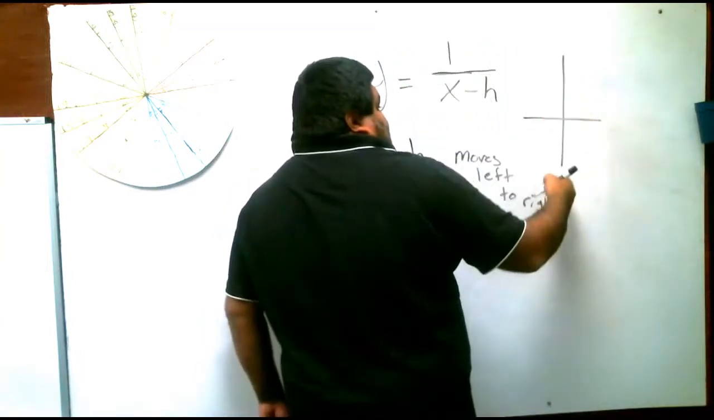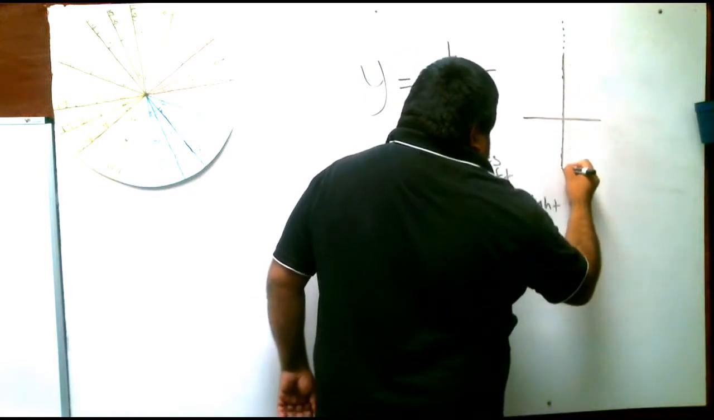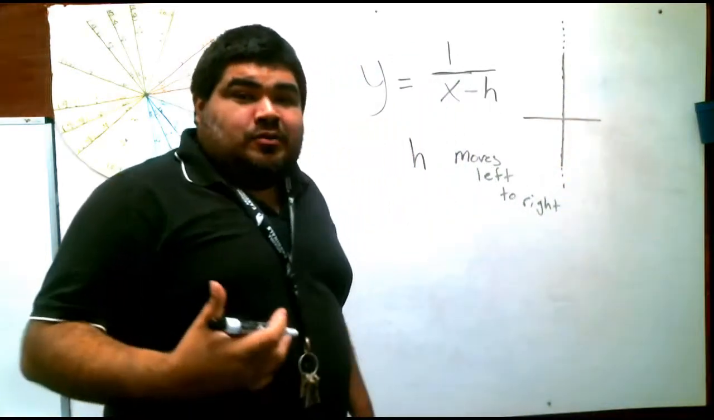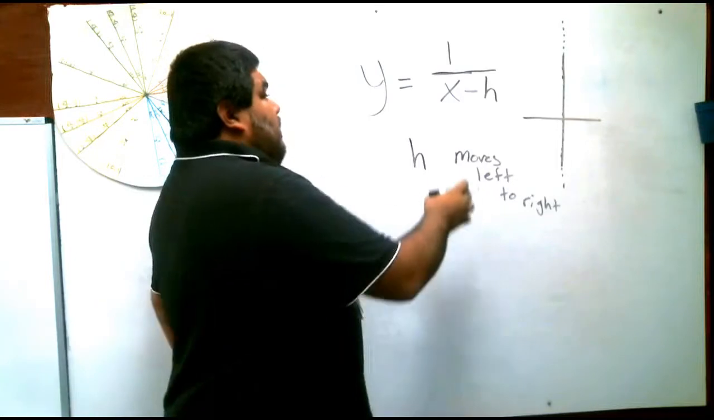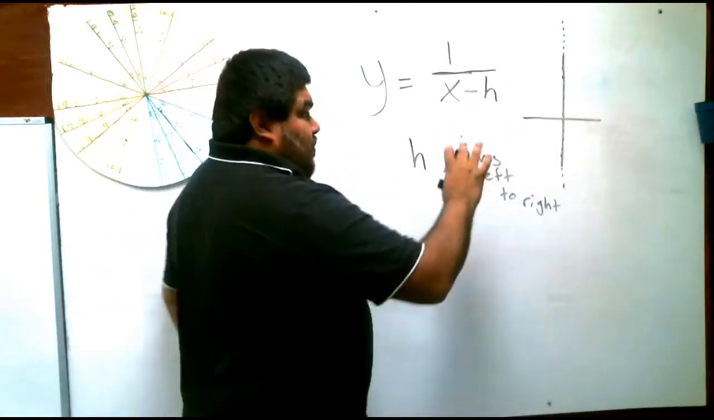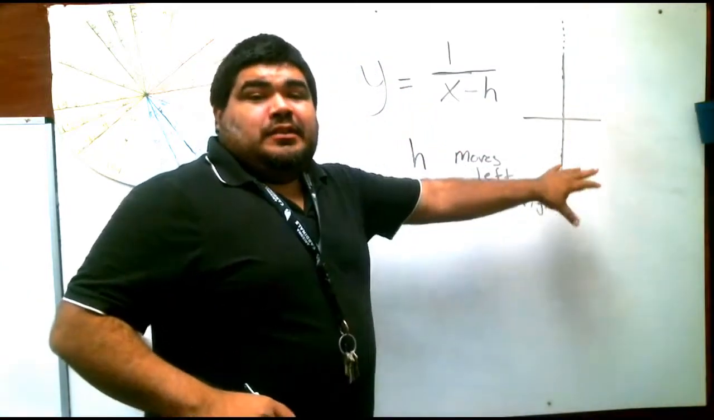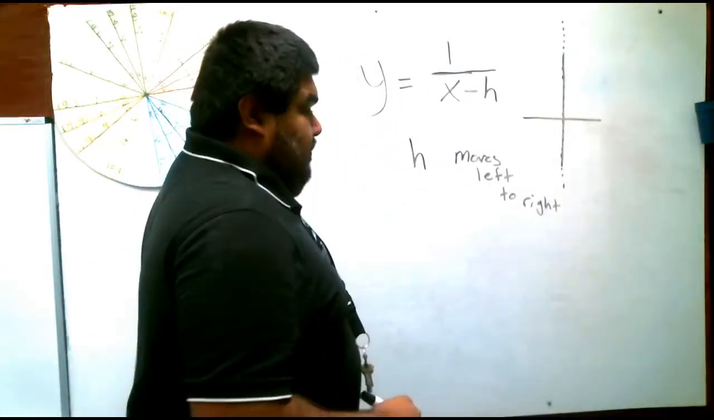So since we have the graph here, our asymptote goes here on the original, when it's y equals 1 over x. The h, if it's positive, is going to move your asymptote to the right. If it's negative, it's going to move it to the left, okay?